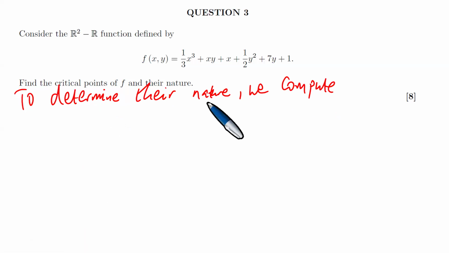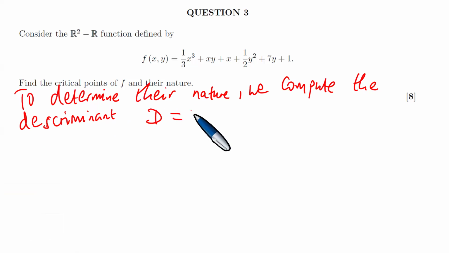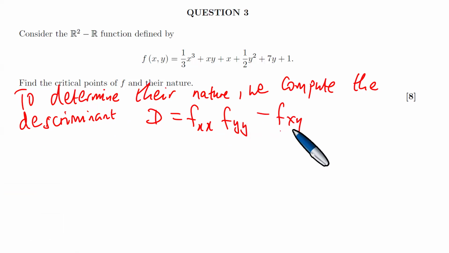To determine their nature, we compute the determinant, or what you call the discriminant. Right, so we compute the discriminant D, which is fxx times fyy minus the mixed partial derivative fxy.